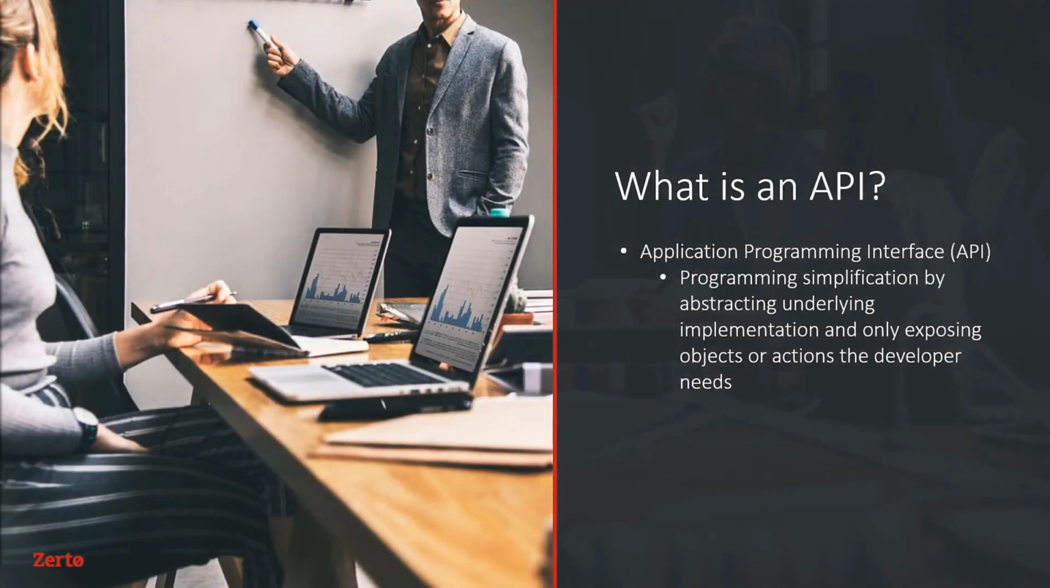So what is an API? API literally stands for Application Programming Interface. The definition is programming simplification by abstracting underlying implementation and only exposing objects or actions the developer needs. Essentially what that translates to is I ask a program for something and it gives something back to me. It gives me back a response that I can then work with.